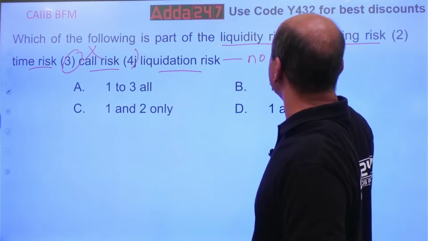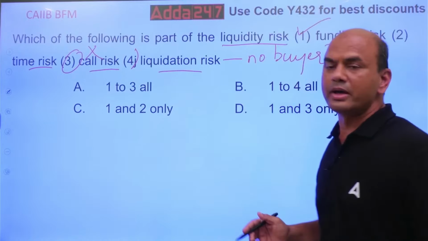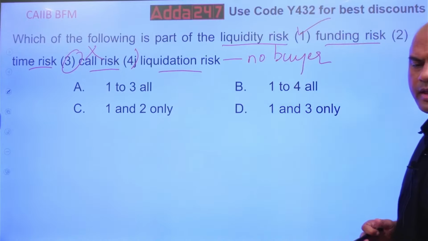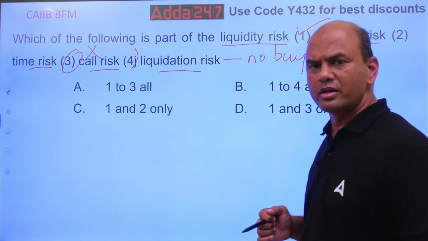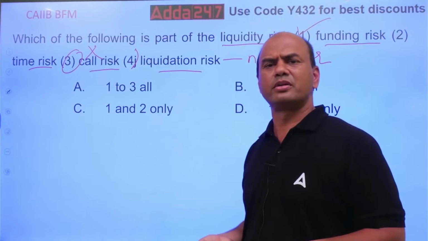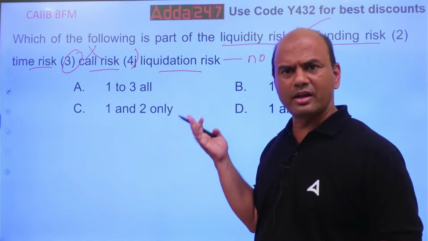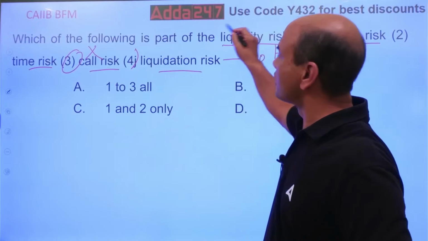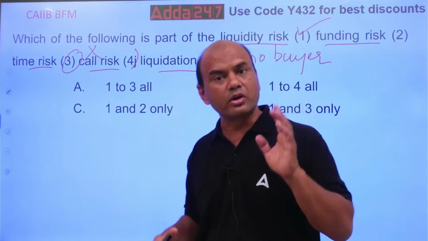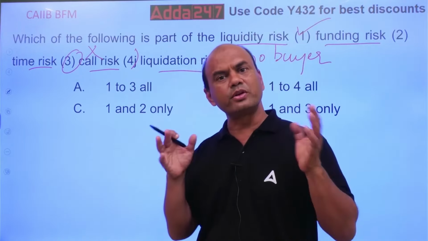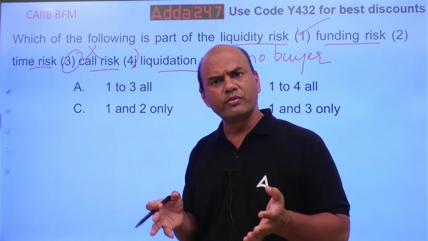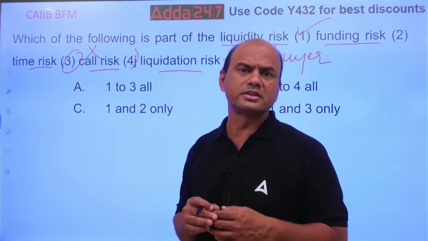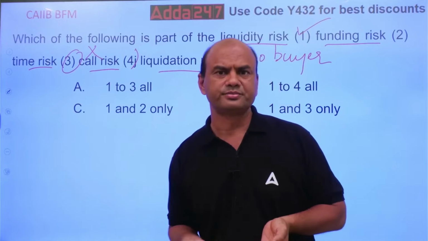No buyer for my bond. If there is no buyer for my bond, then why have I purchased that bond? Simple. I am in trading. I am following liquidity, means short term. Whenever I am doing a short term trading, I must always follow those bonds only which are having immediate buyers. Otherwise, why should I buy it?